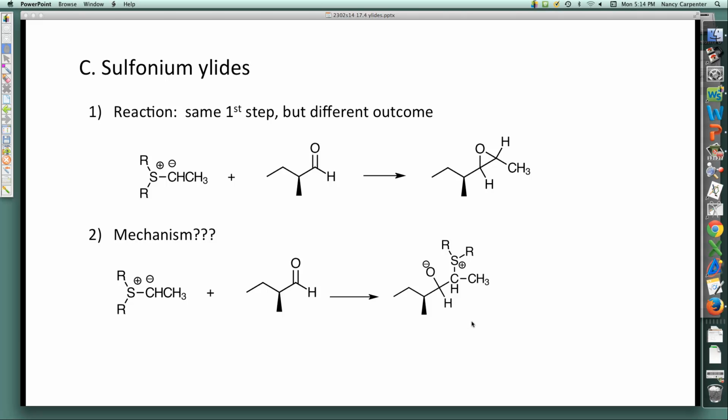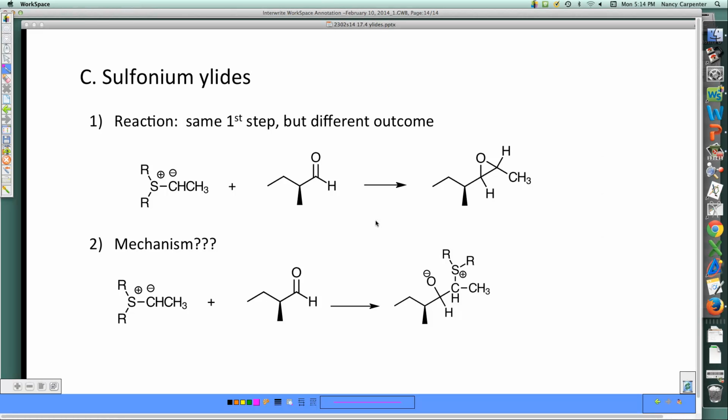Wow, that's a pretty hairy intermediate. And obviously you would probably think that, well, it would be just like the Wittig reaction, where we'd get that four-membered ring and so on. But actually it doesn't work that way. We have to pay attention to the data and the reality of what we do get. And what we do get is this epoxide. So how is that formed?